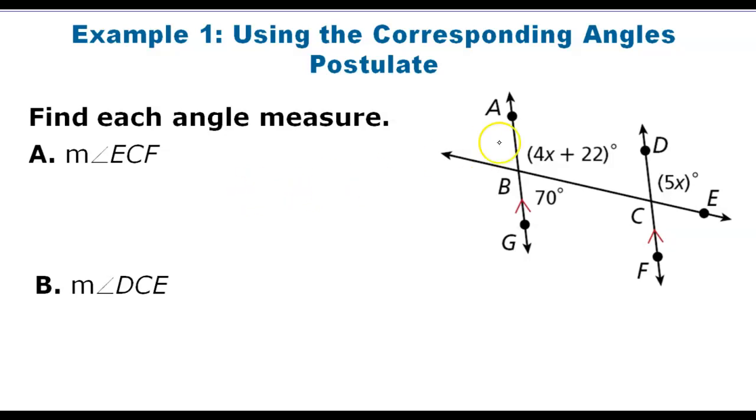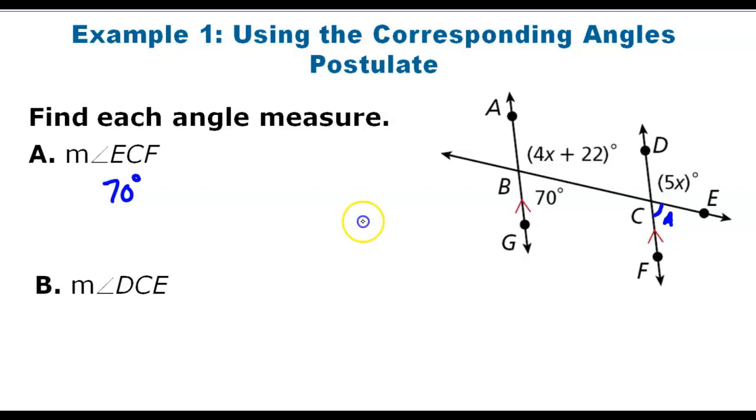This one says use corresponding angles postulate. So A says find each angle measure, the measure of angle ECF. So A is looking for this one right here, angle ECF. Well, we know that this angle ECF, this blue one right here, is going to be a corresponding angle with angle 70, and since we have parallel lines cut by a transversal, this angle would be 70 degrees.